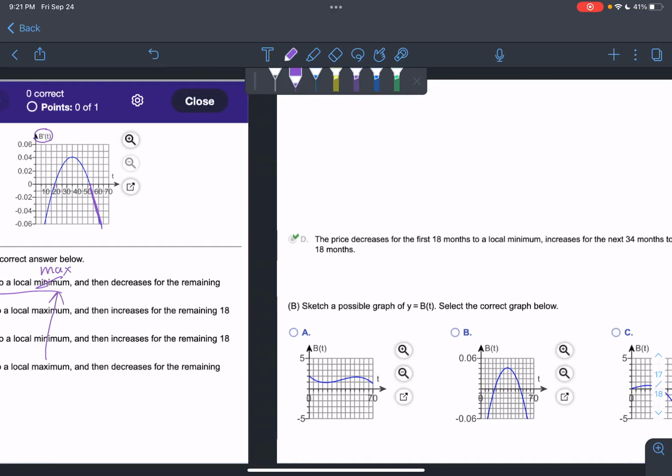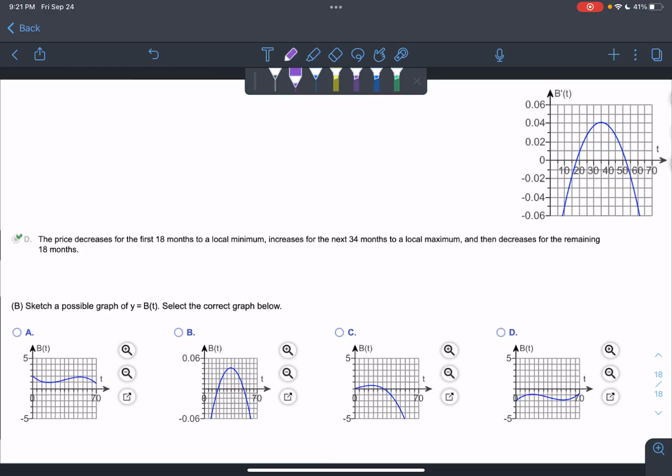Okay, and then the second part of this question, we want to sketch a possible graph of our B of T. All right, so we have decreases for the first 18 months. We have a local minimum, and then it increases for the next 34 months. This is month 52. And then there's a local max, and then decreases for the remaining 18. So we have something that looks like decreasing, local min, increasing, and then local max, and then decreasing, something like that.